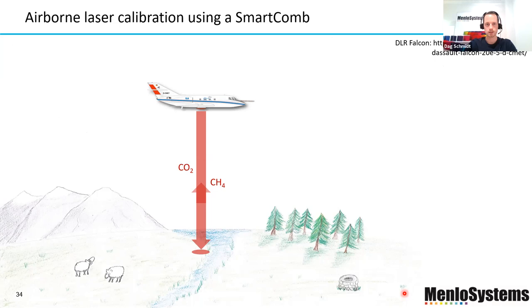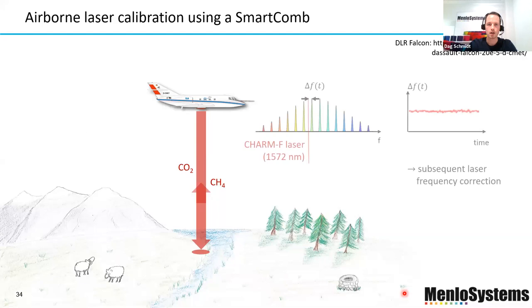And why do we need a SmartComb here? Well, the so-called CHARM-F laser, which was sent out of the airplane, operates at 1572 nanometer. It has its own reference, a small gas cell, but due to pressure and temperature changes in the airplane, it might happen that the reference drifts a little bit. They wanted to check if the reference drifts, and they used the SmartComb as an absolute frequency reference here. So they did not lock the CHARM-F laser to the SmartComb, they simply tracked the beat signal over time. So this delta F between the CW laser and the comb mode. And if you track this over time, you might see effects of pressure changes or something.